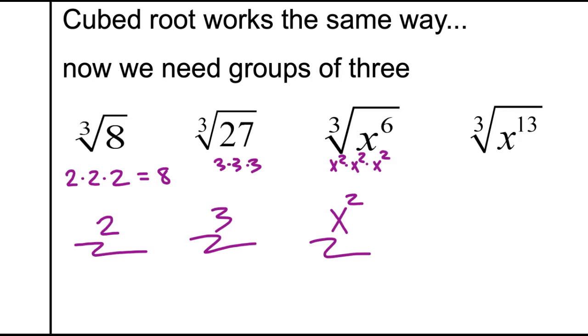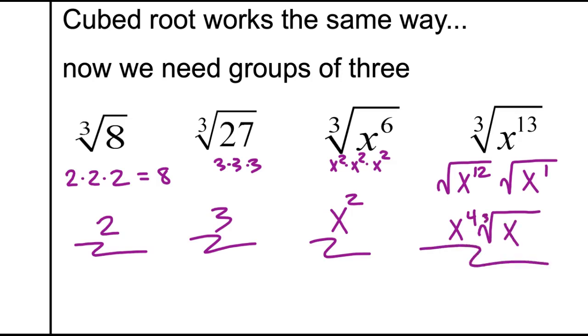Is that a perfect cube? Is 13 a multiple of 3? No, but part of it is, right? So x to the 12th, if you count down to your next multiple of 3, that's where you stop, and then what I have left here is the x to the 1. So this would be x to the 4 times the cube root of x. You've got to put that 3 in there, the cube root of x. The only one you don't have to put is the squared. You can leave it blank.